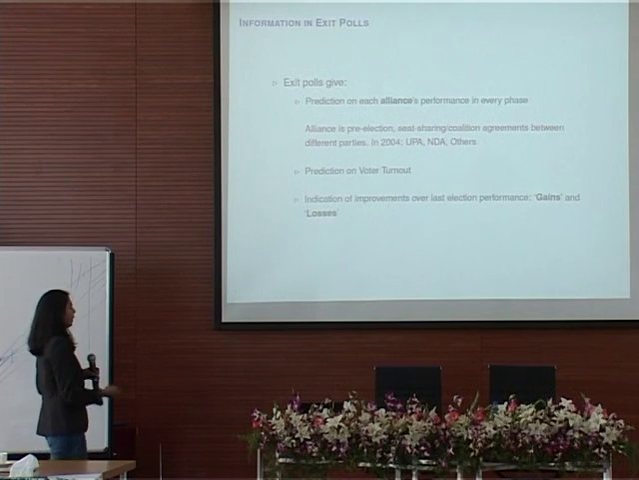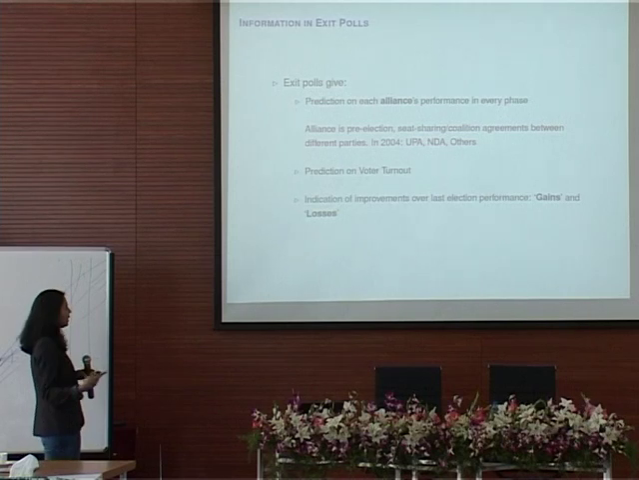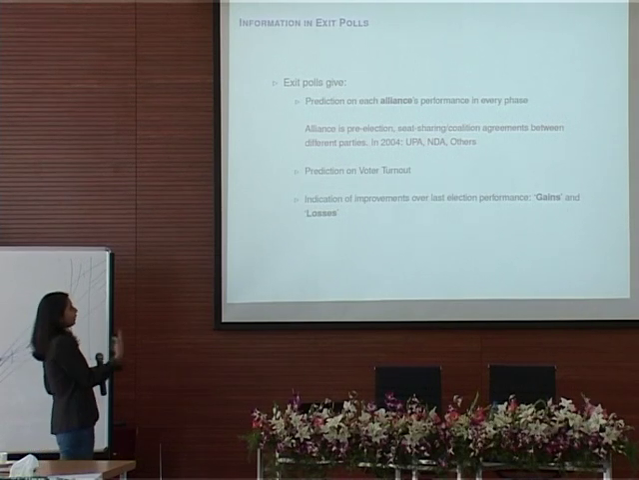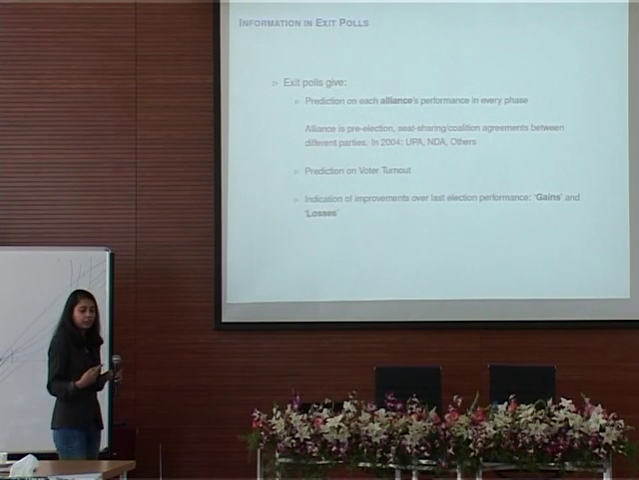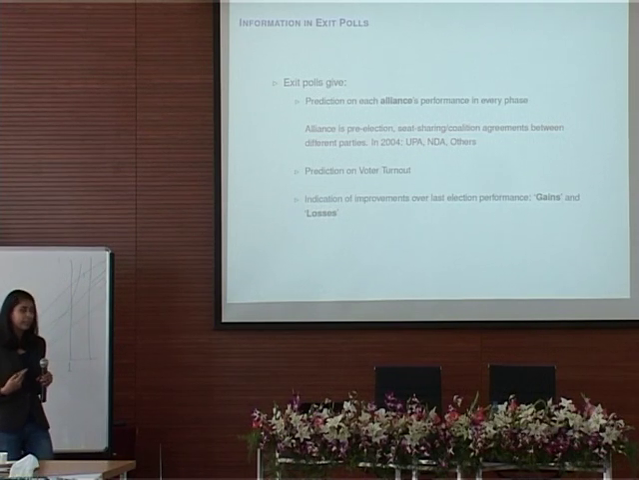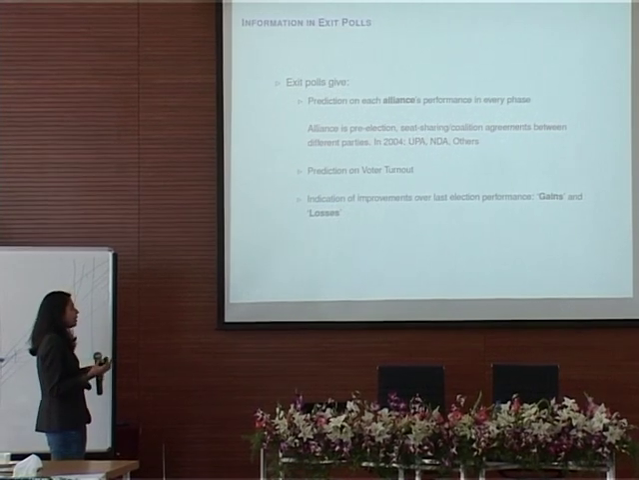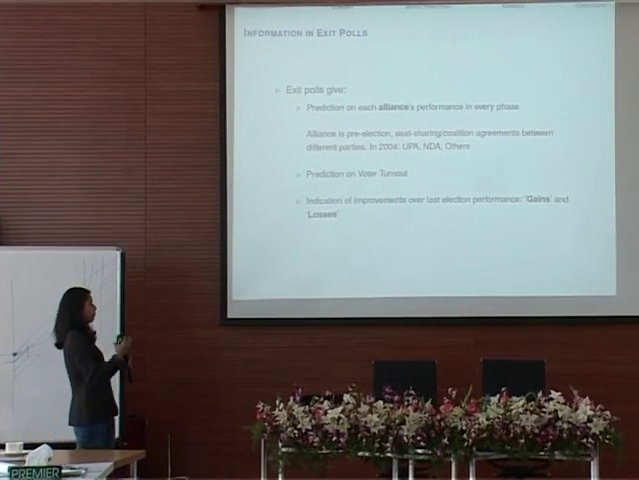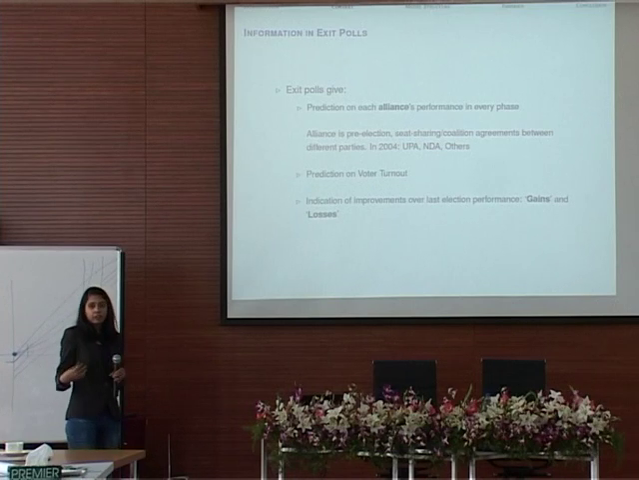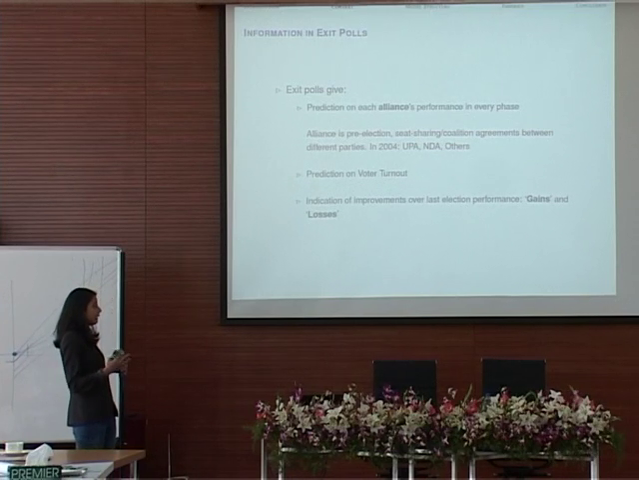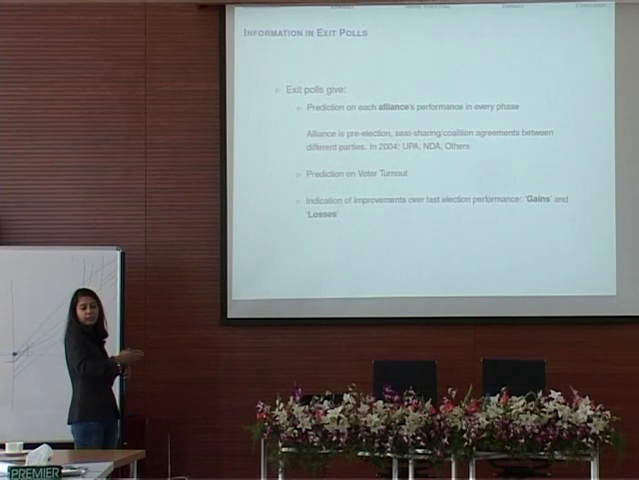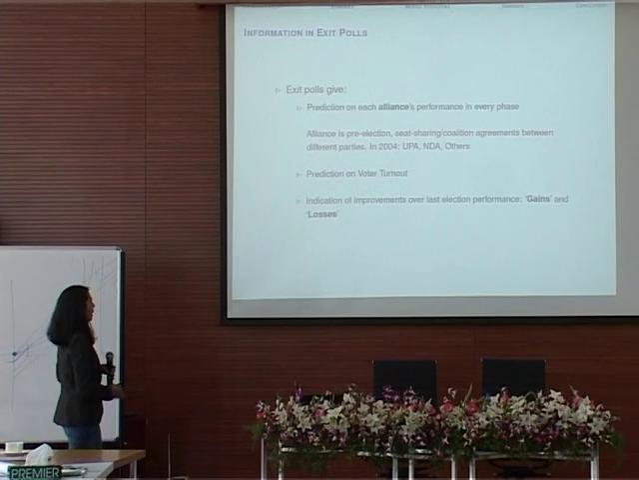Okay, so like I said, they give a prediction on each alliance's performance by looking at the predicted number of seats. An alliance is a pre-election seat sharing arrangement between various parties, and I'm going to use that as a substitute for party. Not to make my empirical analysis more tractable, but primarily because this is how the print media was giving information to voters, at the alliance level and not at the disaggregated party level.